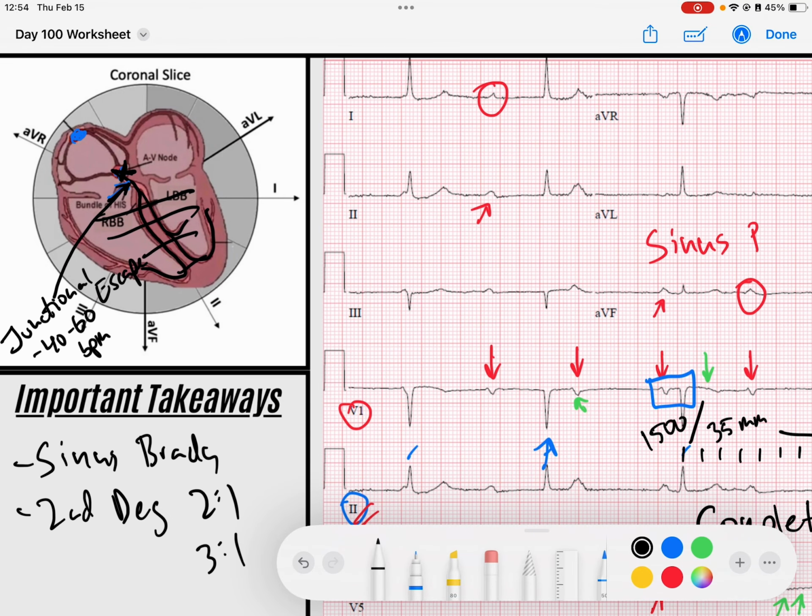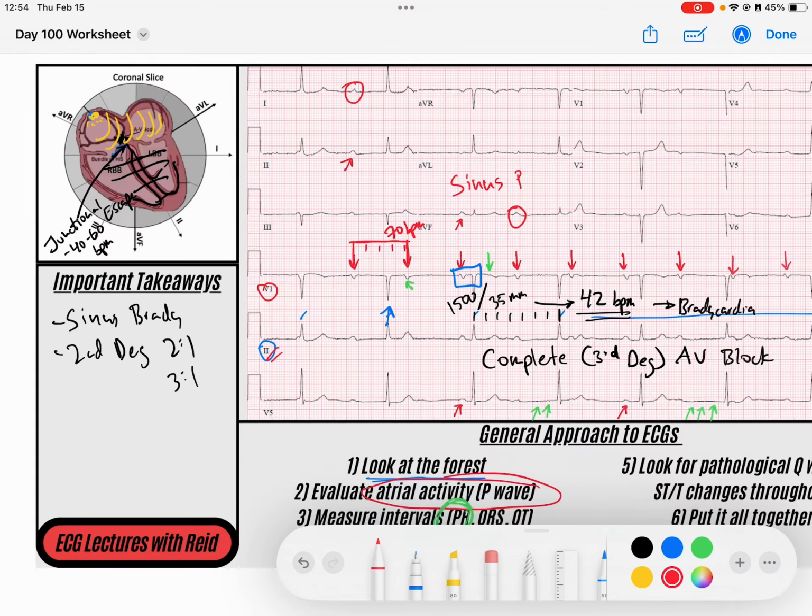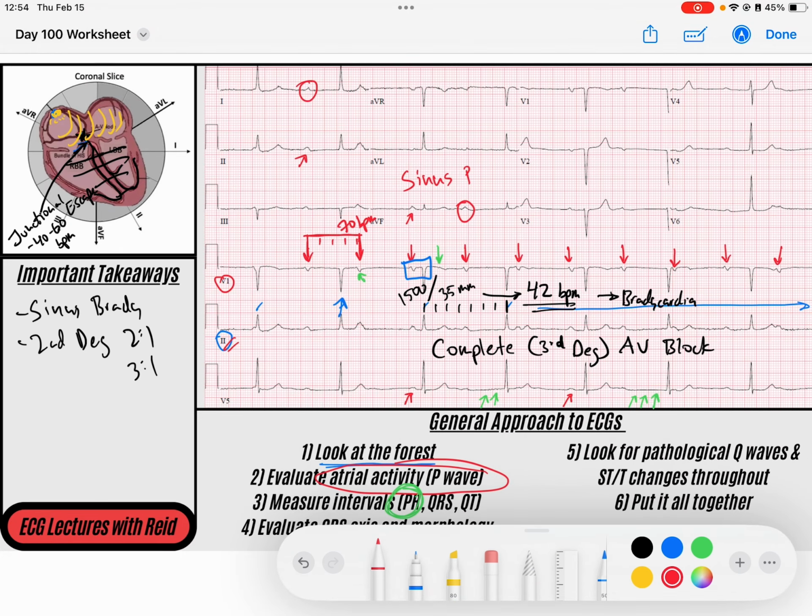And so you have P waves coming from the SA node, just marching through, right? And look at the P waves. They're occurring at an interval here. If you look at this one to this one, my atrial rhythm is occurring at a rate of 300, 150, 100, 75, probably 70 beats per minute. But my ventricular rate is occurring at 42 beats per minute.